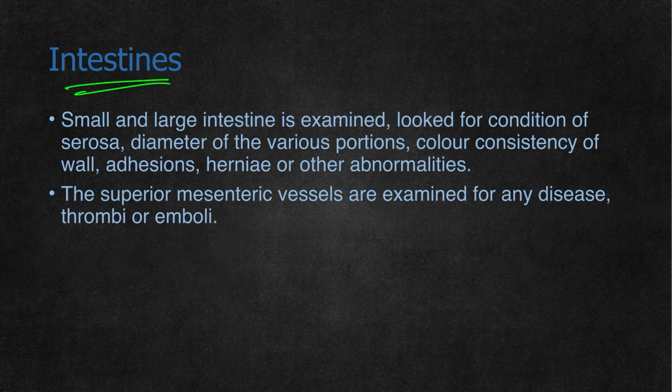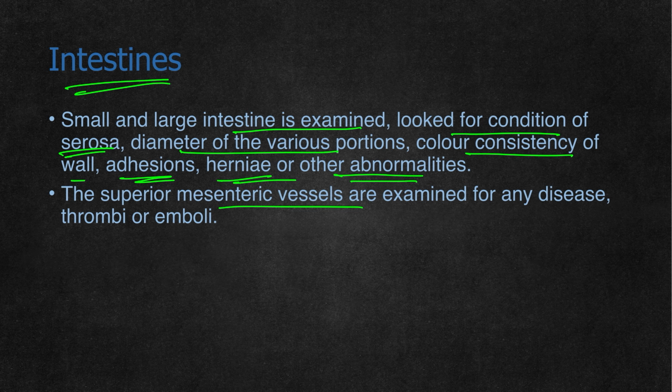Next, after the stomach dissection is the intestinal dissection. The small and large intestines are examined for the condition of the small intestine, the diameter of various portions of the small and large intestine, color, consistency of the wall, adhesions, hernia, or any abnormalities, such as intussusception or obstruction. The superior mesenteric vessels are examined for any disease, thrombi, or emboli.